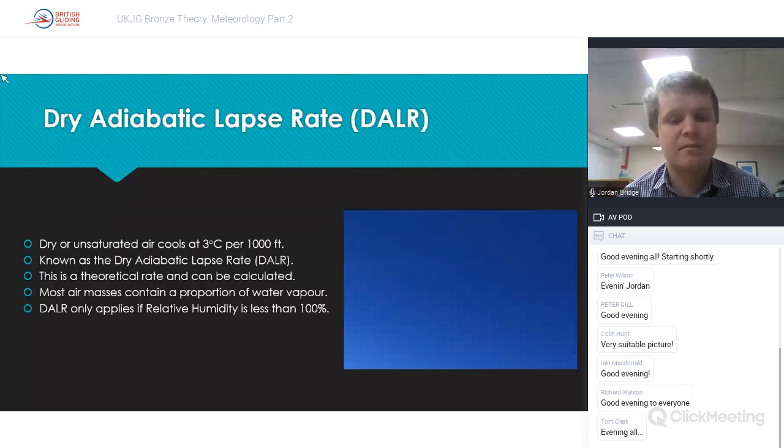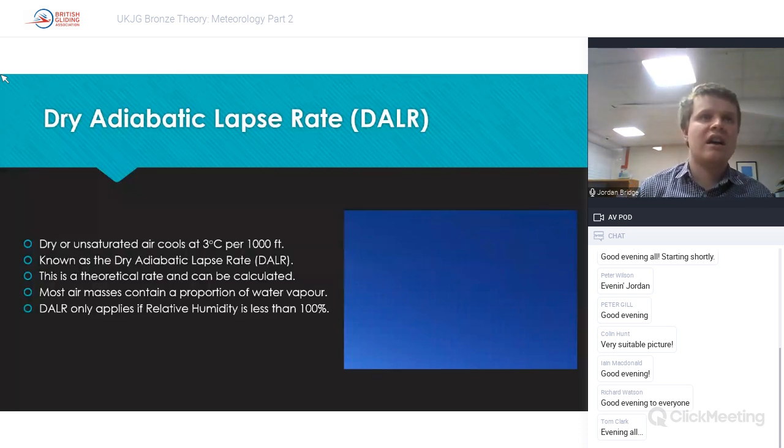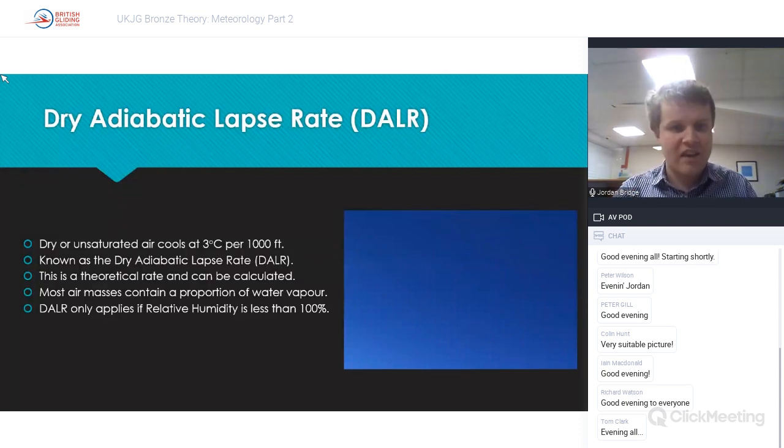Now, adiabatic means that there's been no change of state, particularly of the energy that is being effectively cooled as it rises. So adiabatic, when we're talking about that, is to do with energy changes. So the key thing there is that we're looking at 3 degrees per 1,000 feet. That's the DALR. That is what is generally tested. What changes per 1,000 feet?